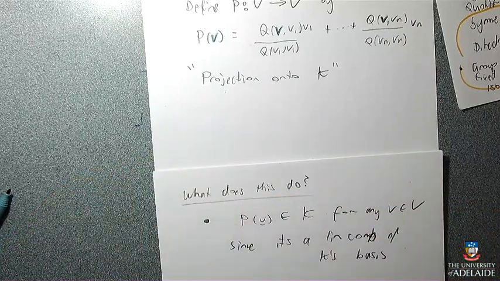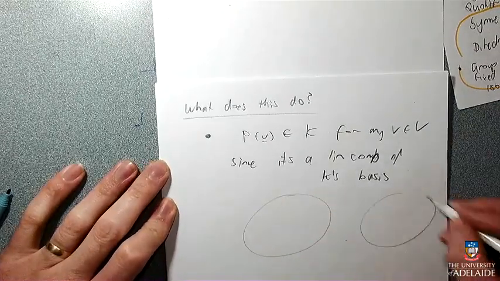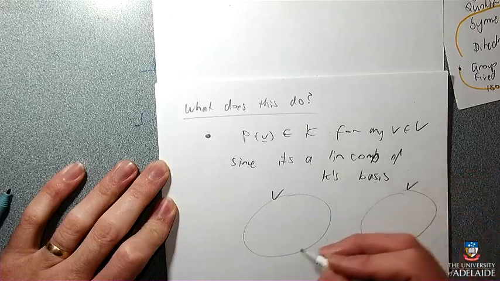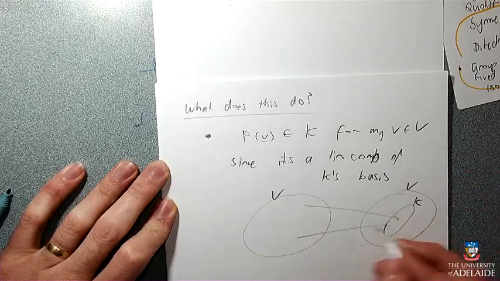So whatever the image of this linear transformation is, I haven't even proved it's a linear transformation yet, but whatever the image of this function is, it's contained in K. Okay? So I just need a picture of this. This is V, and this is V again. And then here we are, this is K. Everything ends up in here somewhere.